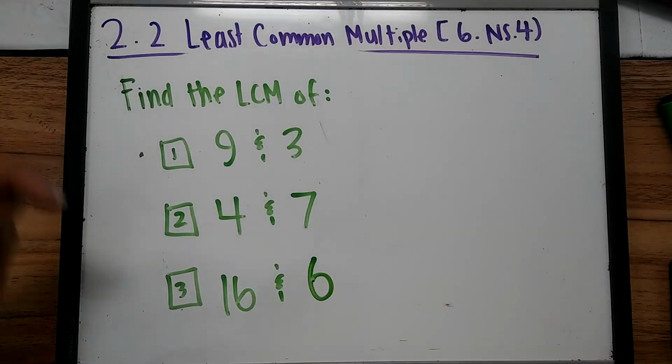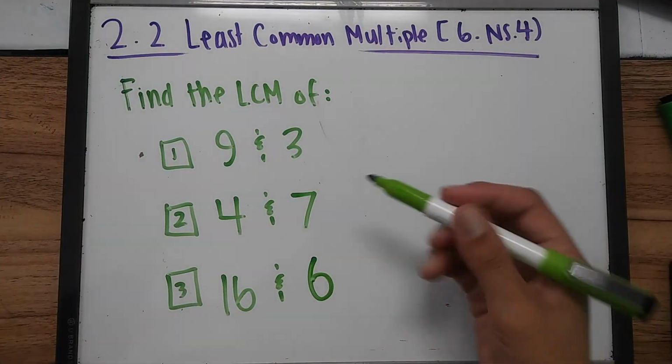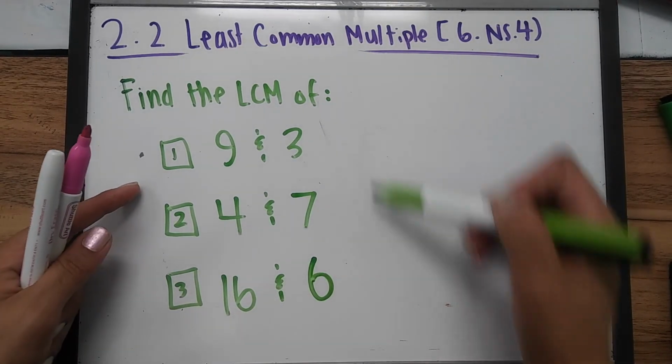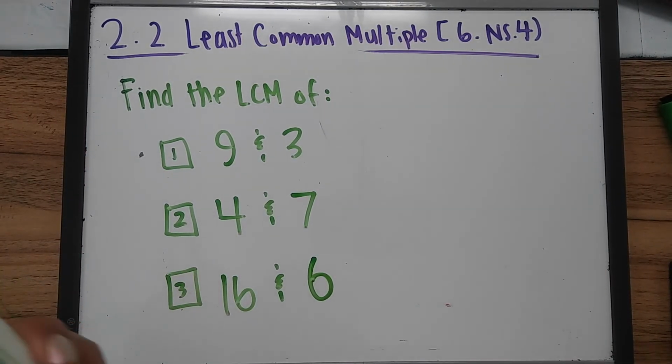Okay, so for your homework, you're going to do 1, 2, and 3. Find the LCM, the least common multiple, of 9 and 3, 4 and 7, and 16 and 6. So you have these 3 problems to do. Then you will show me those problems and their solutions on your whiteboard at the beginning of class when we do our 2.2 lesson.